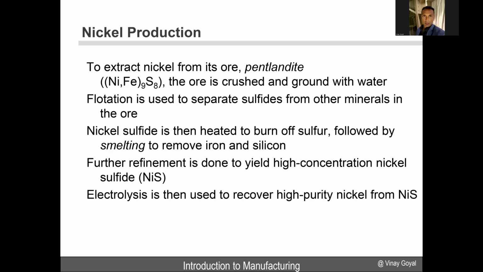To get to nickel, you have to extract nickel from an ore, usually called pentlandite. And you can see the composition there. This ore is crushed and ground with water, then you use flotation again, as before, to separate the sulfides from the other minerals, because you have this S here. The nickel sulfide is then heated, and then you'll burn out the sulfur. Then you'll do smelting like I discussed before, and then with additional refinement, you will get a high concentration of nickel sulfide. And electrolysis is then used to recover high purity nickel from that.